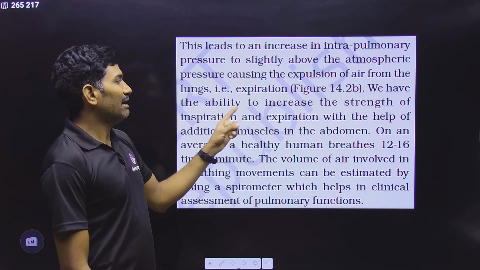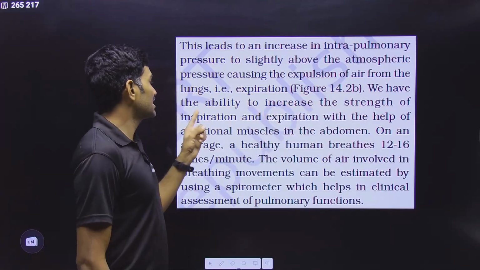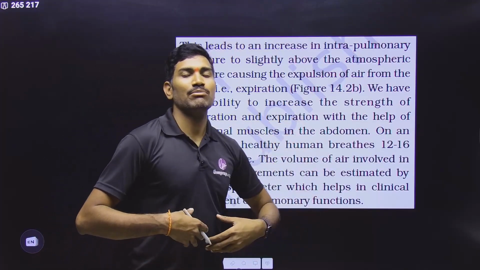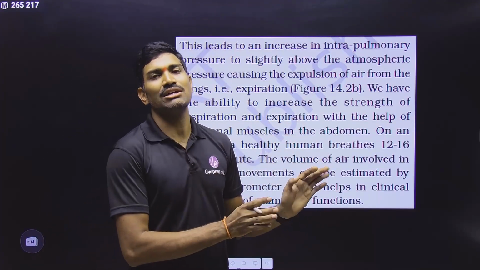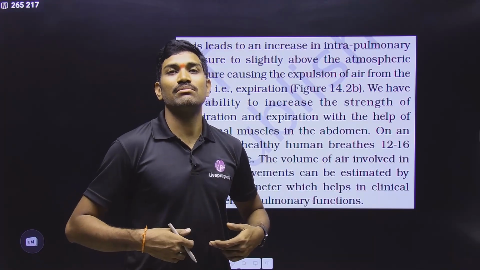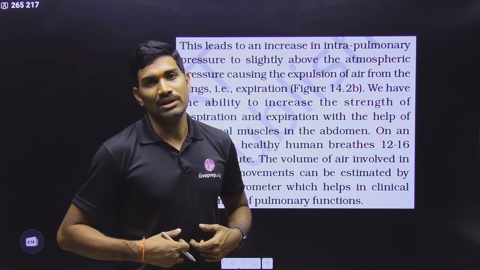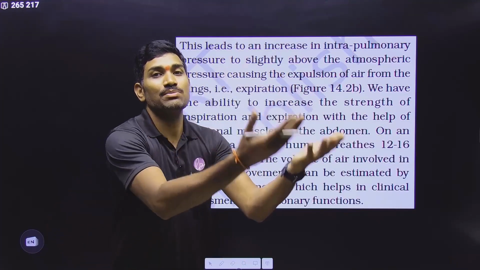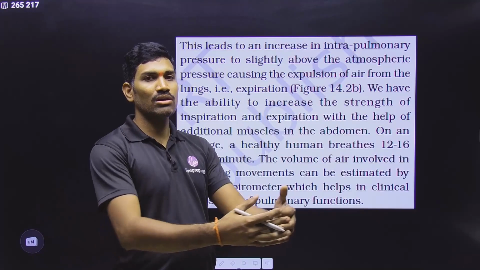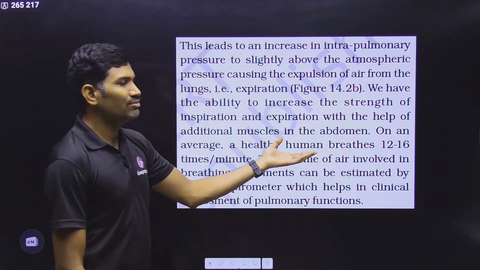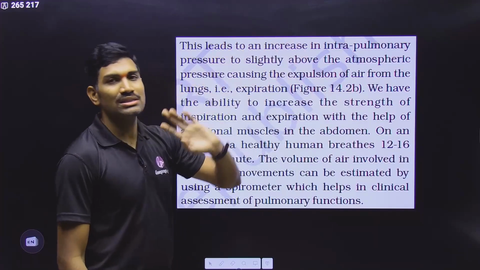Next one, we have the ability to increase the strength of inspiration and expiration with the help of additional muscles in the abdomen. This is the normal thing we have studied, but you can further change these volumes with the help of extra muscles in the abdomen. If abdominal muscles are contracted, you get forced expiration. If abdominal muscles are relaxed, you can take more air inside, so more inspiration. In this way, for additional changes, you can use these extra muscles.